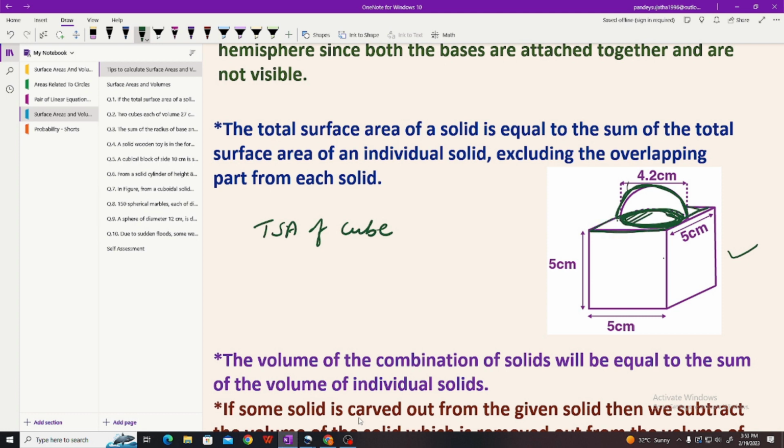So we will exclude this area of the hemisphere that is attached to the cube. So total surface area of cube minus area of circle, because this area is overlapping. This area is overlapping with the two solid shapes. So that is to be excluded, and add the area which is visible to you, that is curved surface area of hemisphere.